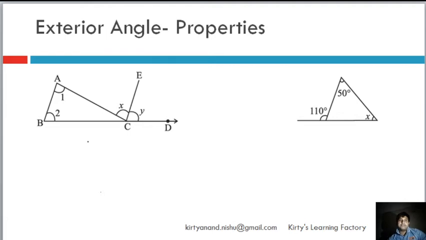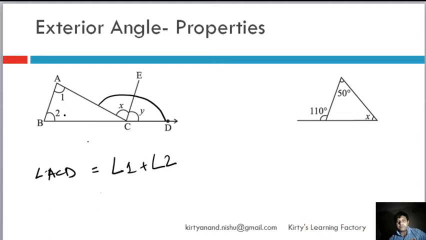In the last one we studied parallel lines, so we will take that concept. Now in this figure that you can see, I have triangle ABC. This is the exterior angle, right? Angle ACD is the exterior angle, and I have to prove that angle ACD is equal to angle 1 plus angle 2, right? That is what we just discussed.